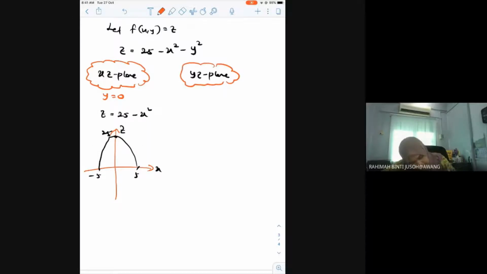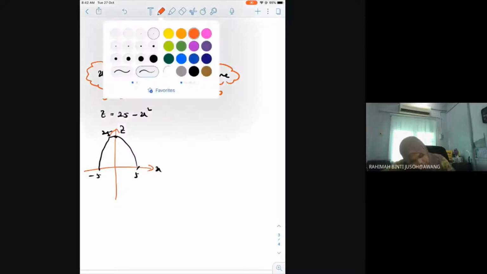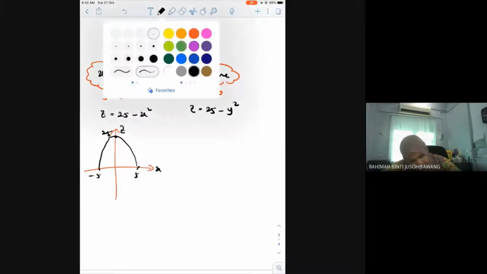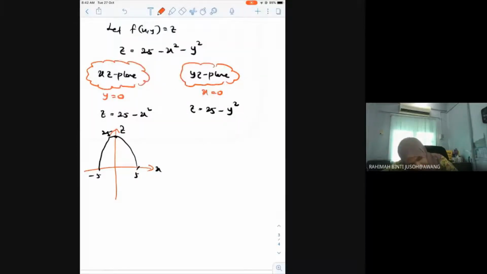Yz plane means apa yang zero? What is zero now for yz plane? X. X, okay, so yes, x equals to zero. Okay, good. So now, z equals to 25 minus y squared. All right, so let us sketch the curve of this equation.